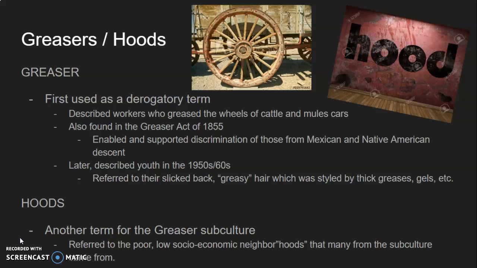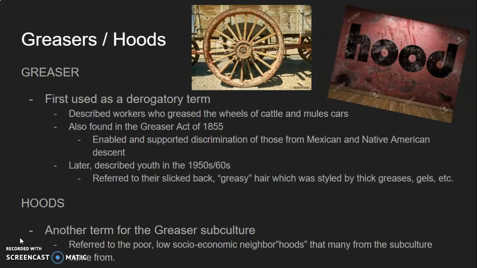Okay? This term also comes from the Greaser Act of 1855, which enabled and supported discrimination of those from Mexican and Native American descent. So this literally was an act in the history of the United States that allowed discrimination against these two backgrounds. Okay.